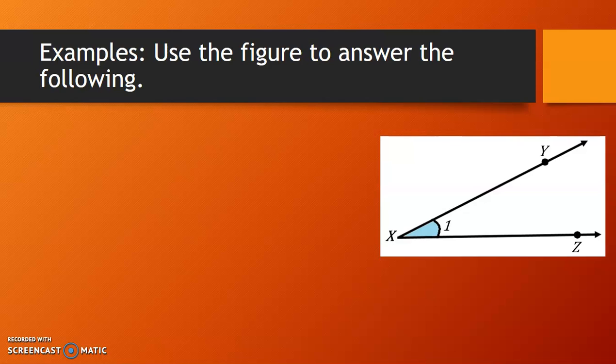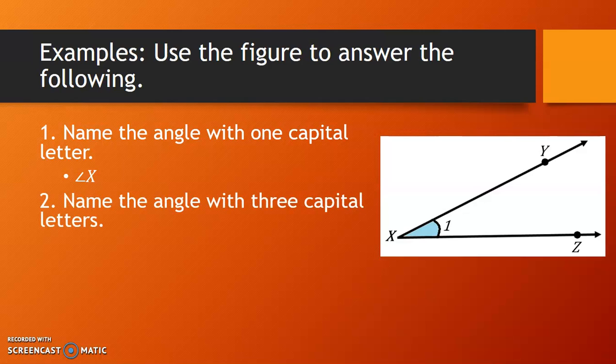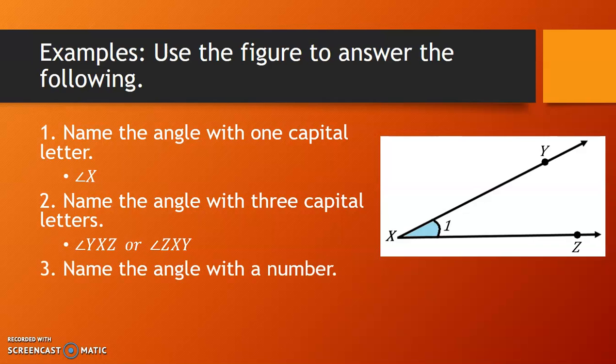So, for example, this one has 1 angle in the picture, okay? And so if they wanted us to name it with the 1 capital letter, we would just call it angle X. So if you're able to use 1 capital letter because there's only 1 angle in the picture, you just use the letter that's by that vertex. That's in that corner where the 2 rays come off of it. Now, if they want you to name it with 3 capital letters, you could do 2 different directions. You could do YXZ or you could do ZXY. If you want to name the angle with a number, this one would just be angle 1.